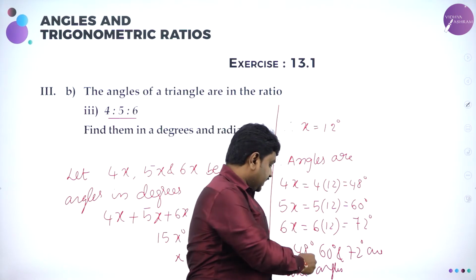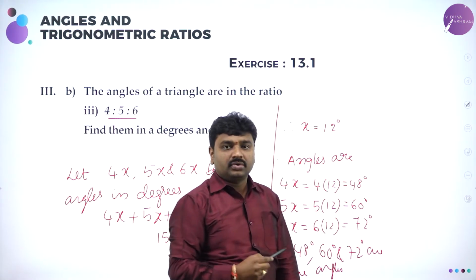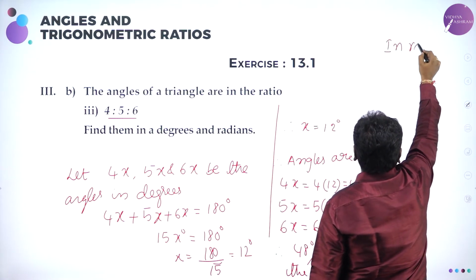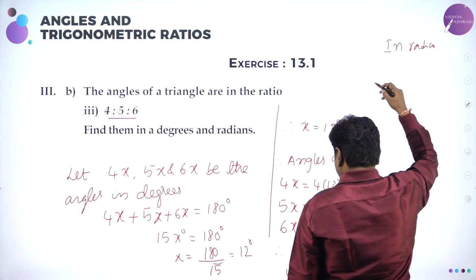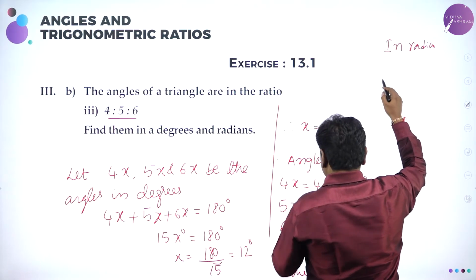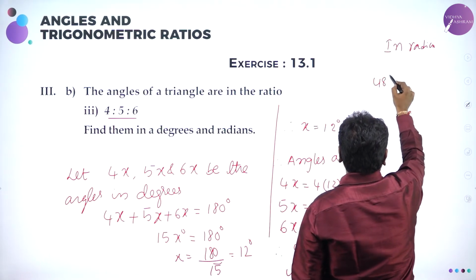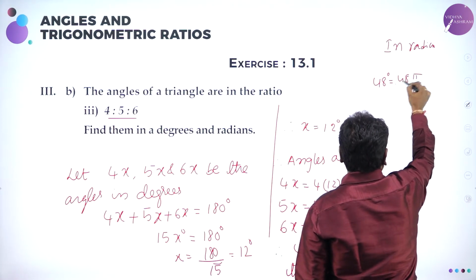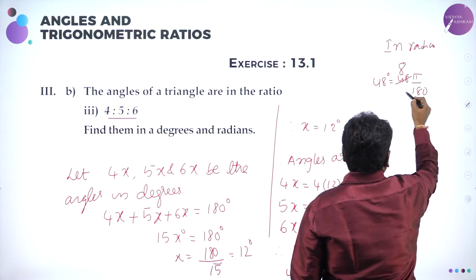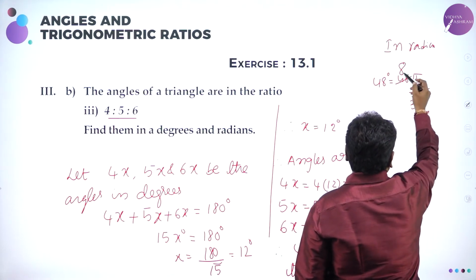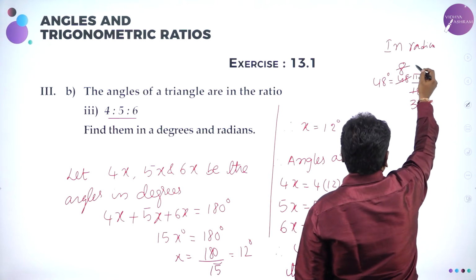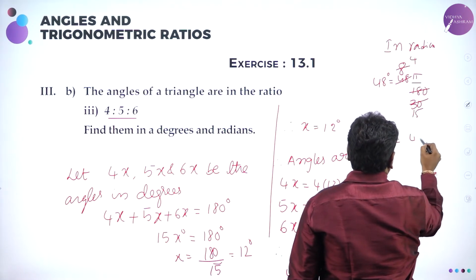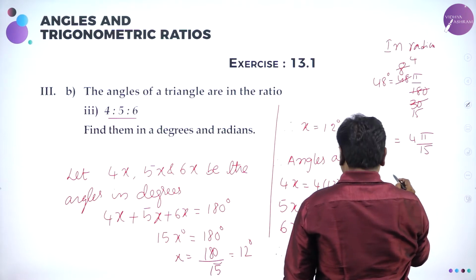So now we got in degrees 48, 60, 72. Now we'll go to radians. So now we'll convert them into what? Radians. How to convert them into radians? What is the first angle we have? The first angle is exactly 48 degrees. So 48 degrees means 48 into pi by 180. Both are divisible by 6: 6 eights are 48 and 6 thirties are 180. Further both are divisible by 2: 2 fours are 8 and 2 fifteens are 30. So it is 4 pi by 15. That is one of the angles.